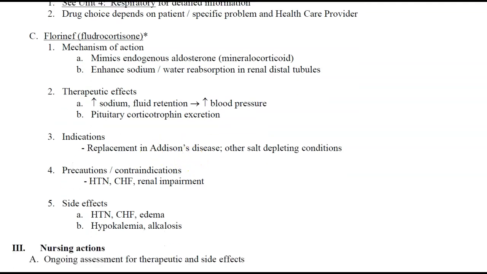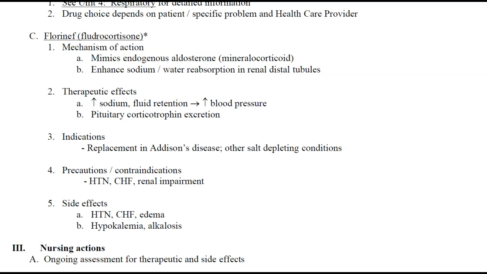Next drug that we're going to talk about is Florinef or fludrocortisone. Fludrocortisone mimics endogenous aldosterone, a mineralocorticoid. This enhances sodium and water reabsorption in the renal distal tubule. So similar to aldosterone. Mineralocorticoid, from the name itself, right? It has to do with the minerals, the fluid and minerals, your electrolytes.